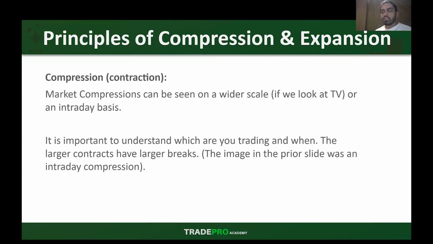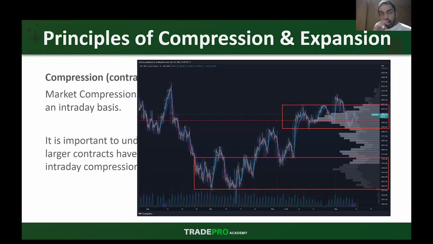The large contractions have large breaks. The image in the prior slides was an intraday compression, for example. Now, this is an hourly chart on TradingView. The compressive periods we've located here are based on the distributions you see on the sides. If you're not sure what distributions are, don't worry, tomorrow we're going to be covering that. These large ranges can be 150 points, they can be 50 points. These are massive areas. The larger the compression, and the more there is no new information entering the market, the larger the expansion afterwards. Compressions into expansions, expansions into compressions, and so on.